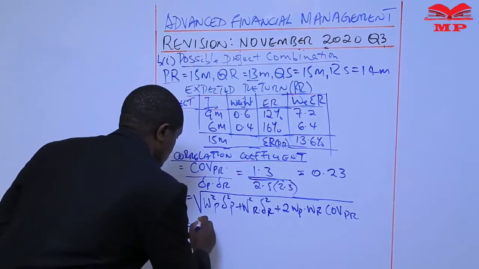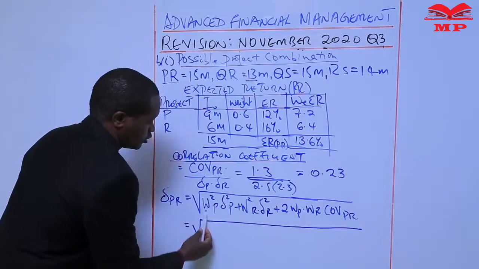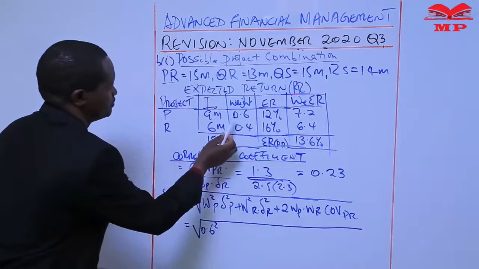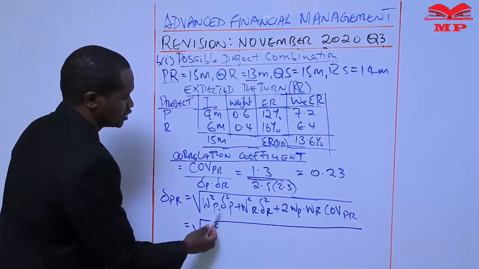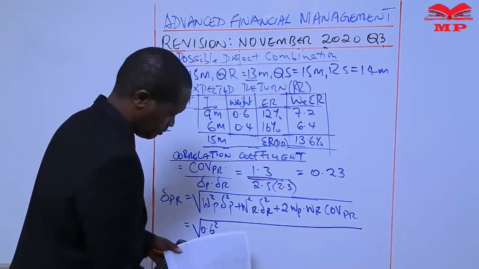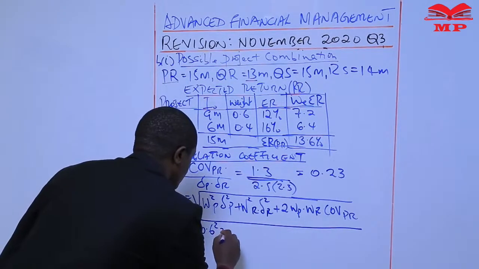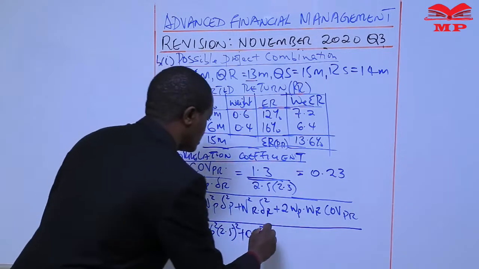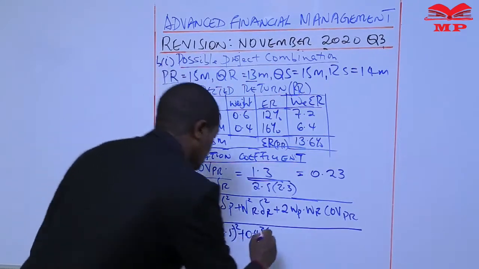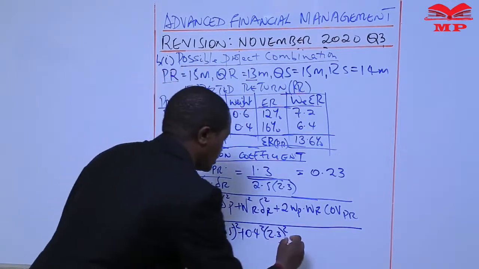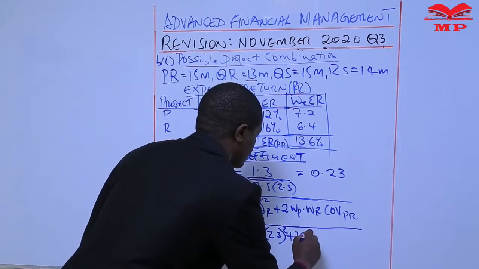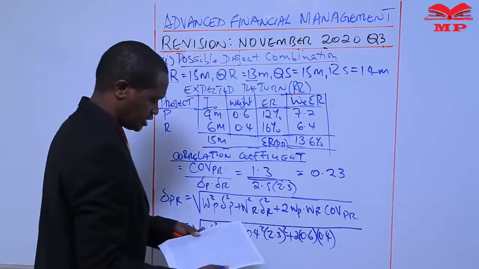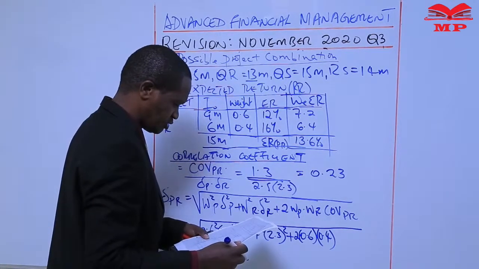So candidates, square the weight of P, 0.6 squared, times the square of the standard deviation of P. Standard deviation of P from the question is 2.5 squared, plus 0.4 squared times the standard deviation of R, 2.3 squared, plus 2 times 0.6 times 0.4 times the covariance of PR. Covariance PR from the question is 1.3.